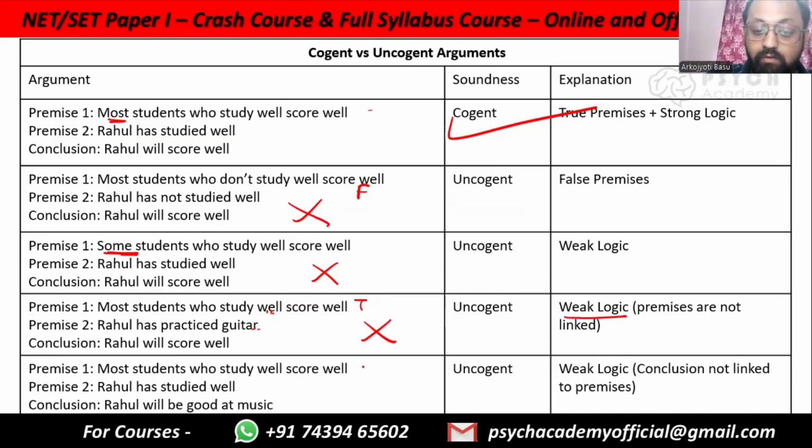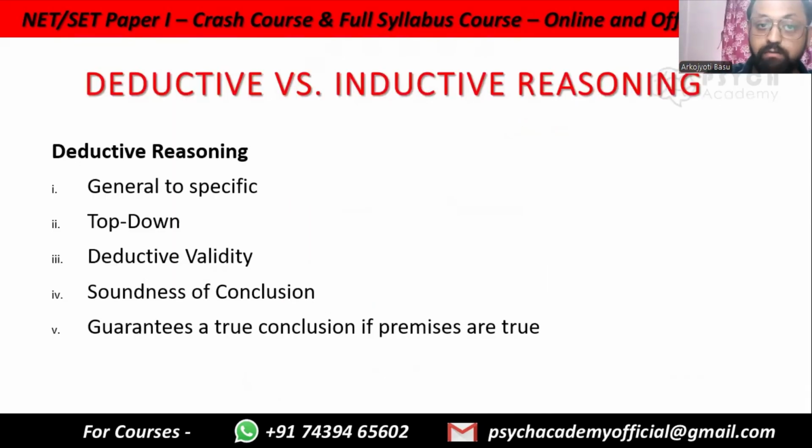Most students who study well score well, okay, true premises. Rahul has studied well, okay. Rahul will be good at music. The conclusion is not linked to the premises, so again weak logic. See the difference, and these two, by the way, are not the same. In the first one, premises are not linked to each other, studying well and guitar. In the second one, premises are linked to each other, but the conclusion is not linked to the premises. Studying and score are linked, but being good at music is not. All of these are examples of weak logic and hence uncogent arguments.